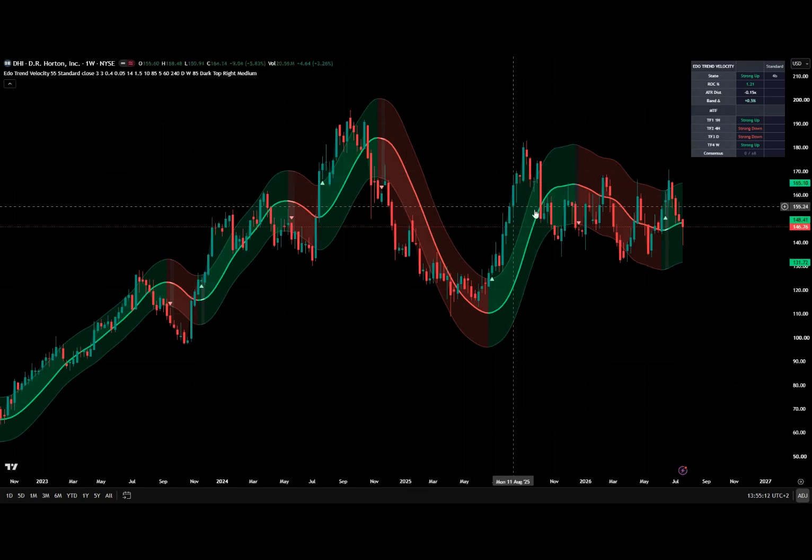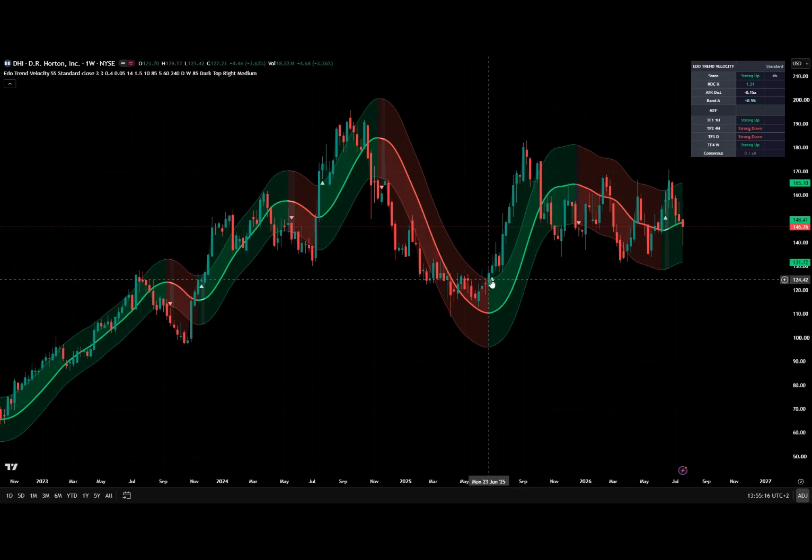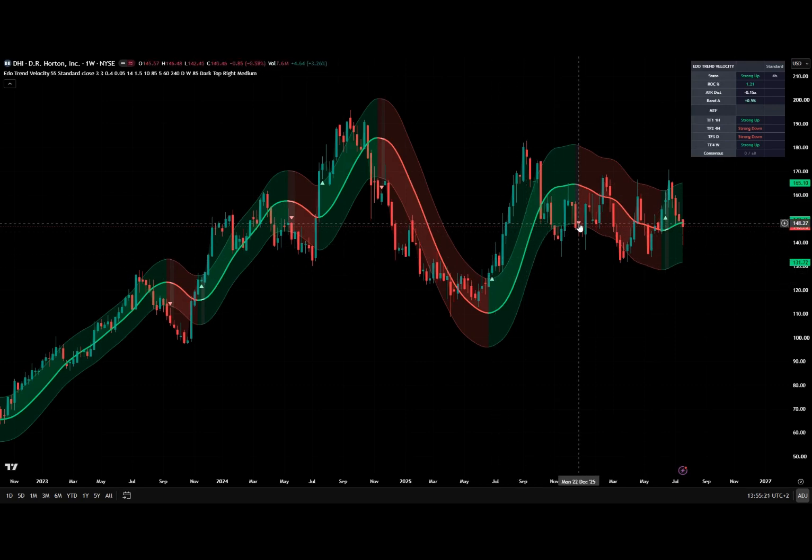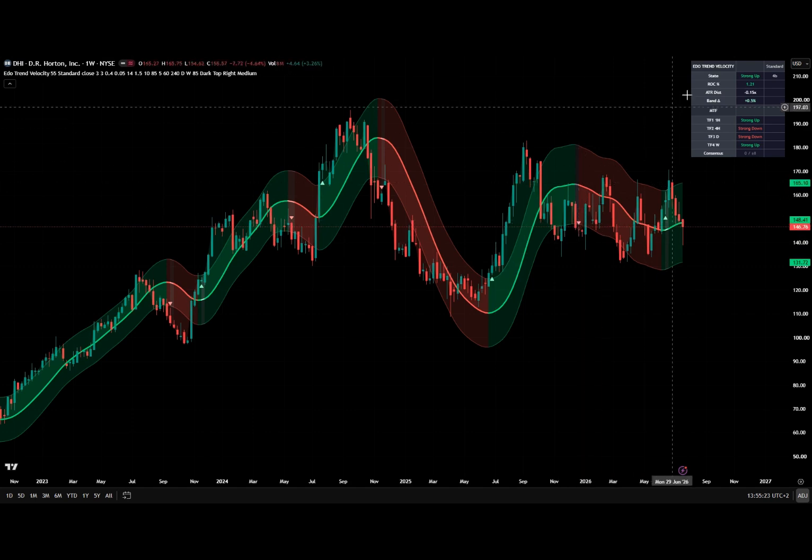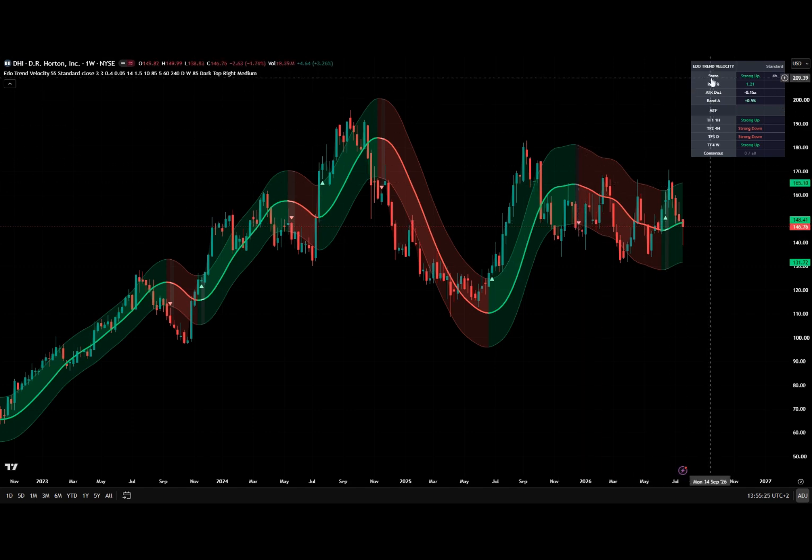When the state changes, a small triangle prints at that bar. Up triangles below for bullish flips, down triangles above for bearish ones. And the counter next to the state tells you how many bars the current one has lasted. On D.R. Horton Weekly it reads 4 bars, so this is a fresh flip, not an established move.